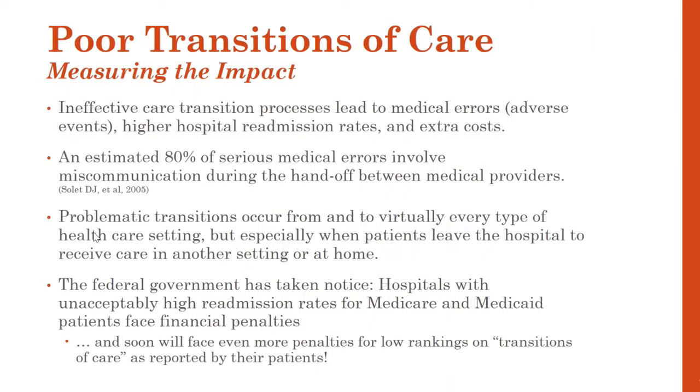So when we look at poor transitions of care and what sort of impact that has, there's several truths to be discussed. Ineffective care transitions obviously can lead to medical errors just due to the breakdown of communication and information, but the literature shows us that ineffective transitions of care are directly correlated with high readmission rates. Oftentimes we look at length of stay as a correlator to readmission rates. We should also be looking at transitions of care as a correlation of readmission rates. And obviously, extra consumption of healthcare services results in extra costs. There have been studies, one notably out a little over 10 years ago, that estimated that 80% of serious medical errors involved miscommunication during the handoff between medical providers.